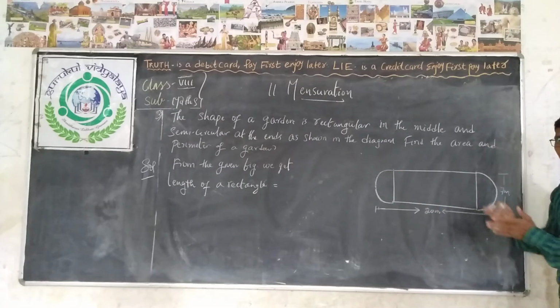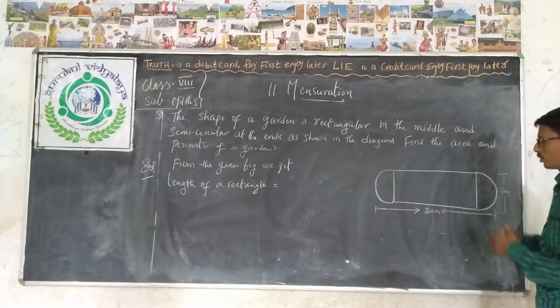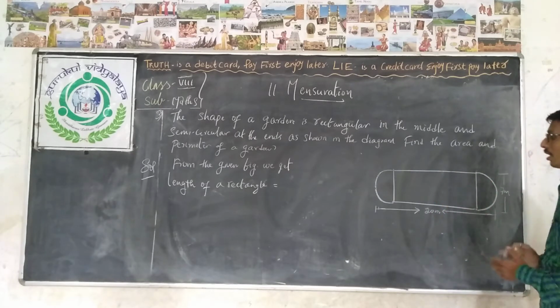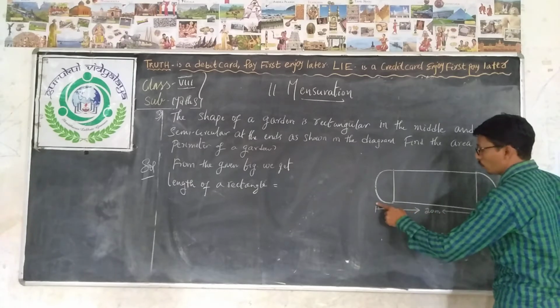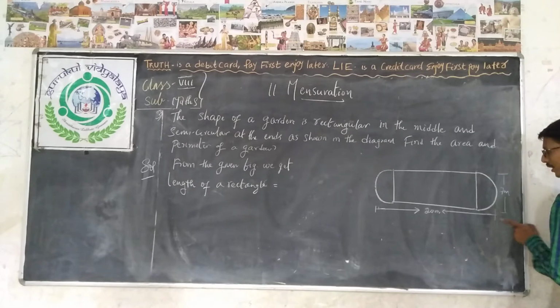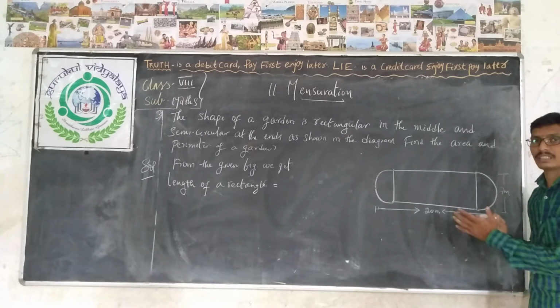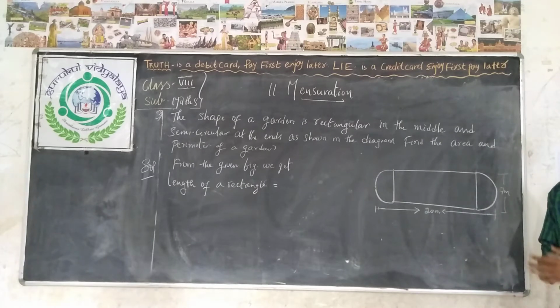So in a rectangle opposite sides are equal. These two sides are equal, these two sides are equal. Now top to bottom, including this 2 also, how much is given in total? 20 meters is given. From this 20 meters I have to get only the length of the rectangle. So how to remove it?